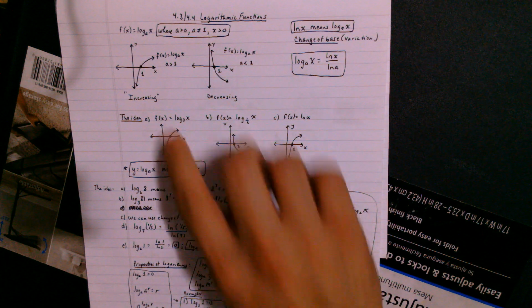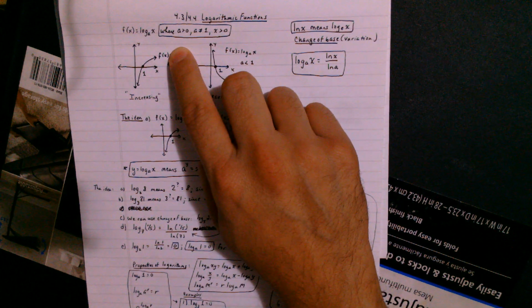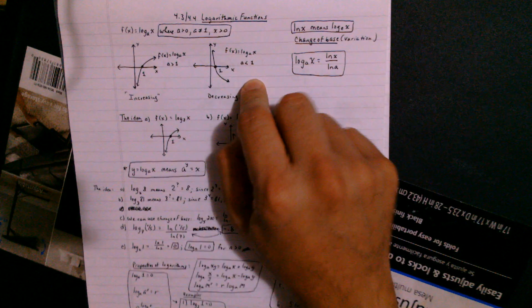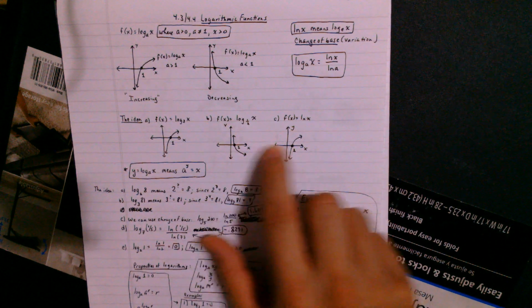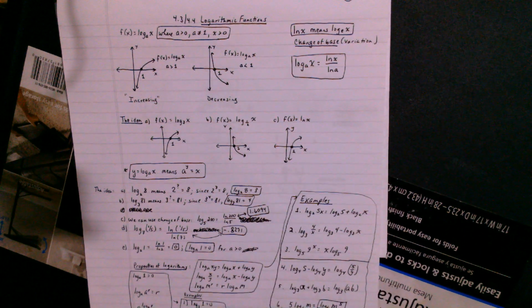Okay, so logarithms go up from the bottom if its base is bigger than 1, it increases. If it's less than 1, it goes downward. So if it's base of 3, it goes up. If it's base of 1/2. If it's natural log, it is essentially the E button.